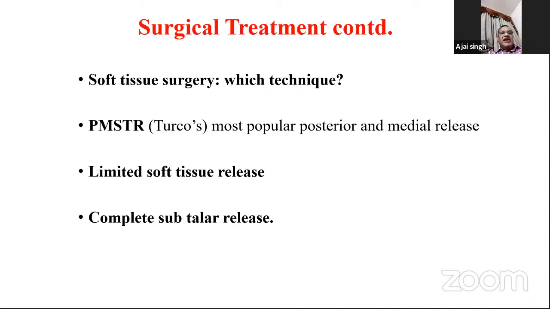If we are going for soft tissue surgery, which technique should we go for? We have the most popular posteromedial soft tissue release by Turco, or limited soft tissue release, and complete subtalar release. Next, please.